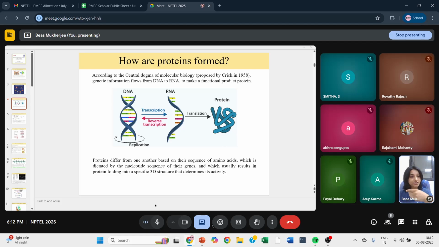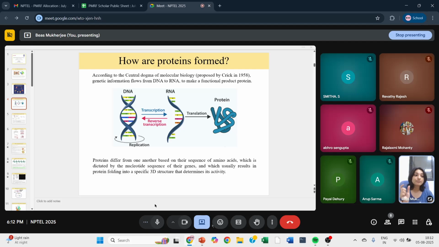So DNA replication happens, so it is self-replicating. RNA information can pass on to RNA. According to the central dogma of molecular biology, which was proposed by Crick in 1958, genetic information flows from DNA to RNA to make a functional protein product. Now proteins differ from one another based on the sequence of amino acids, which is dictated by the nucleic acid sequence in the genes, right?